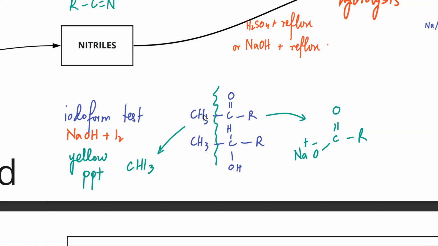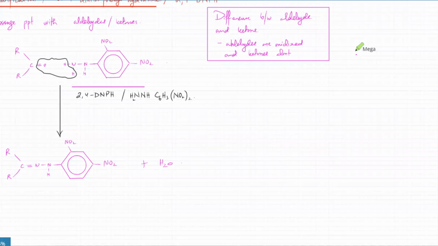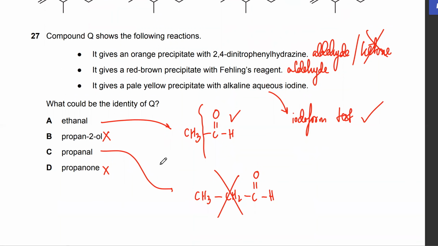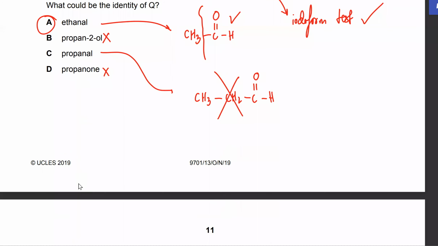Yes, and it should be exactly CH3, nothing else. And if methyl is next to a carbon with an OH and an H, then also the test is positive. Okay, so it's not for any alcohol; it must be exactly this structure. Then the CH3 will break apart and form a yellow precipitate of CHI3. So anyways, we have figured out that the correct one is ethanal, A. Okay. So, next one.